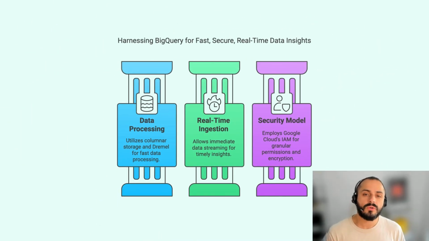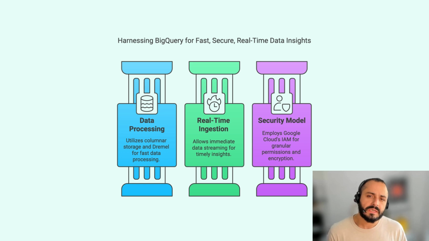BigQuery employs a columnar storage format and a distributed query engine known as Dremel to process large data sets at speed. It also has features for real-time data ingestion, so you can push streaming data directly into BigQuery, a vital capability if your organization needs insights almost immediately after data arrives. BigQuery's security model relies on Google Cloud's identity and access management, letting you manage permissions with a high degree of granularity. It also supports encryption at rest and in transit by default, aligning with compliance requirements in many industries.